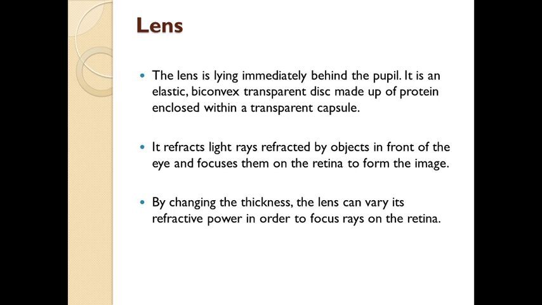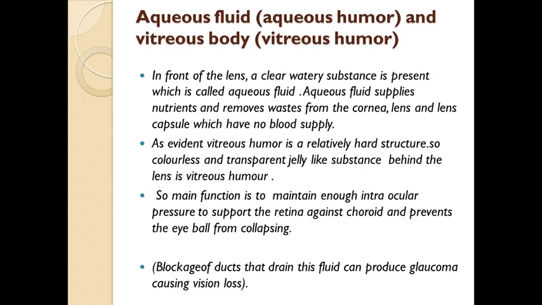By changing its thickness, the lens can vary its refractive power in order to focus rays on the retina. The thickness is actually changed by the contractions and relaxations of the ciliary muscles of the ciliary body. Then the aqueous fluid or aqueous humor, and the vitreous body or vitreous humor. Simply, aqueous fluid is found in front of the lens and vitreous humor is found behind the lens.